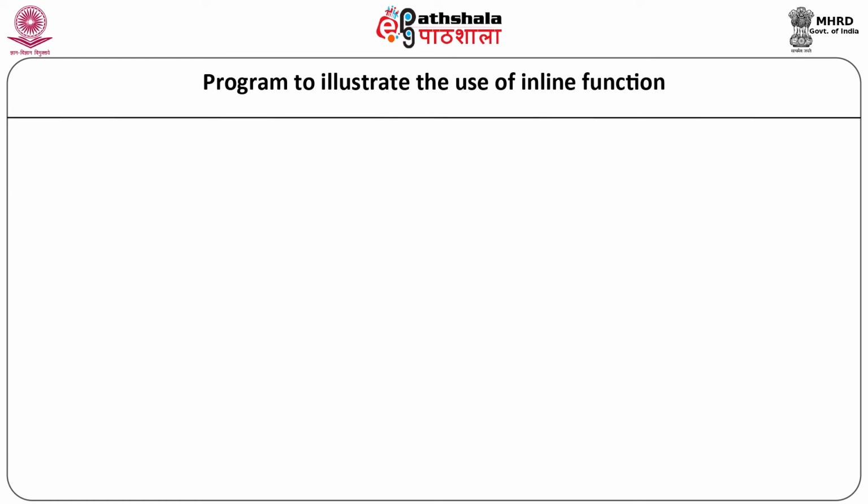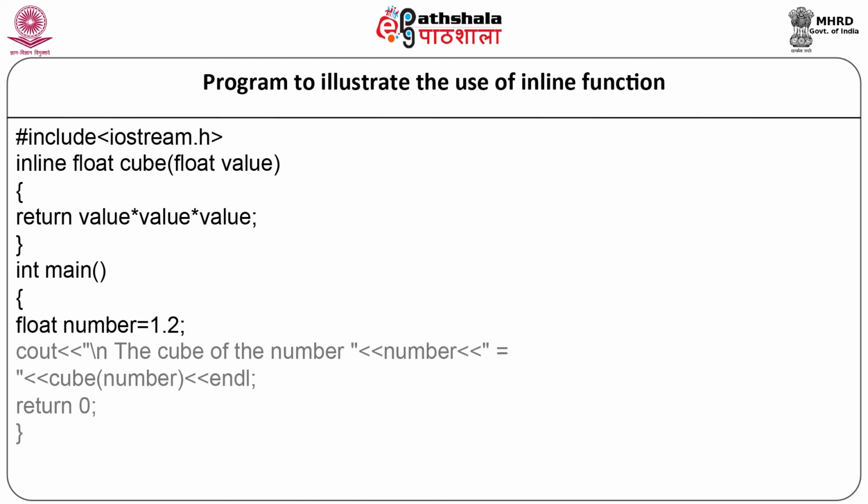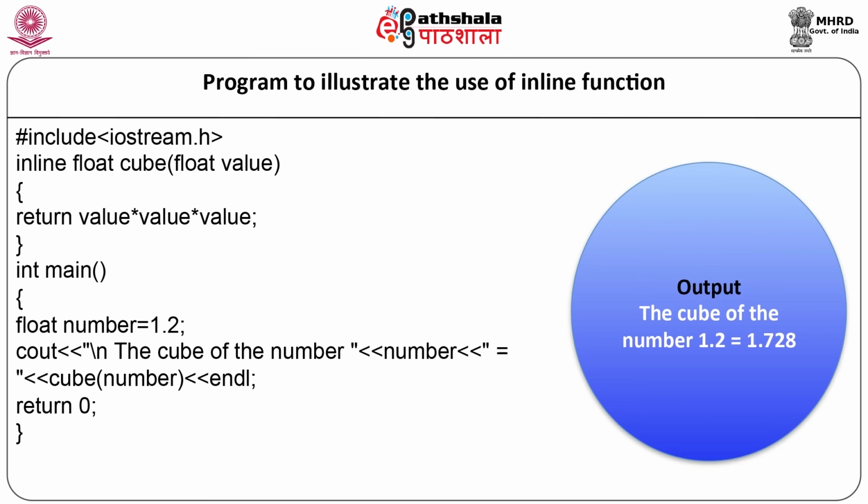Now let us see the use of an inline function. Now here the inline function cube has been defined, where the cube function has been called inside the main program. The cube of the number is displayed, and the number is passed to the function cube. When the above code is executed, it will return the value: the cube of the number 1.2 is 1.728.